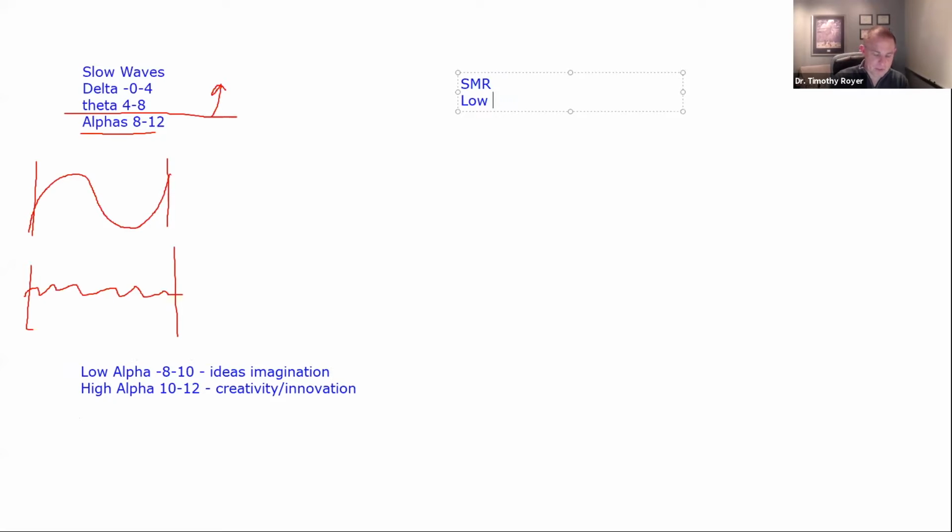SMR is a speed of electrical current that goes between 12 to 16. Now, some people might say 13 to 15, some people might say 12 to 15, some people might say 12 to 16. For the purpose of what we're working with, we're going to put the range at 12 to 16. Low beta is 16 to 20, okay? When the brain is in this area, this is what people refer to as the zone.